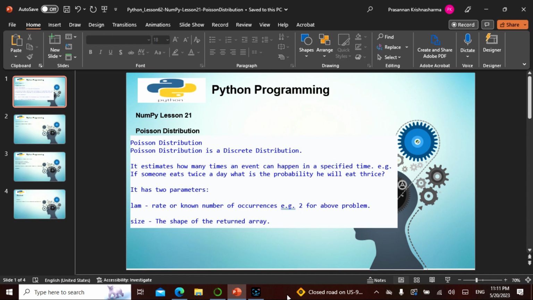It has two parameters. One is lam, which is known as a rate or number of occurrences. In the above case, it is true for the above, like I eat twice a day. What is the probability that I can eat thrice, and when can that happen? And the other is size. So this is what the Poisson is.